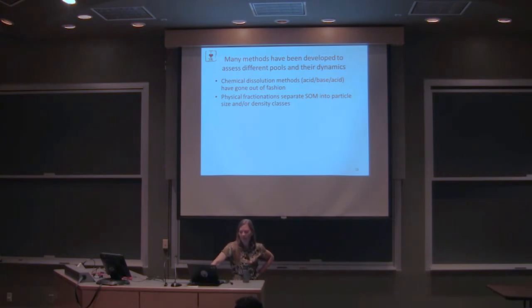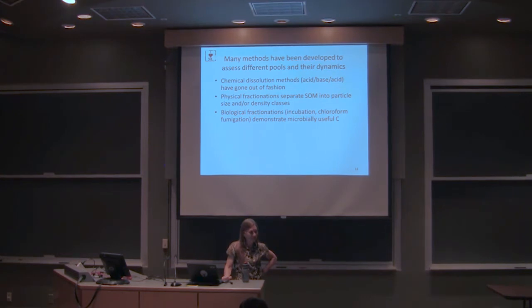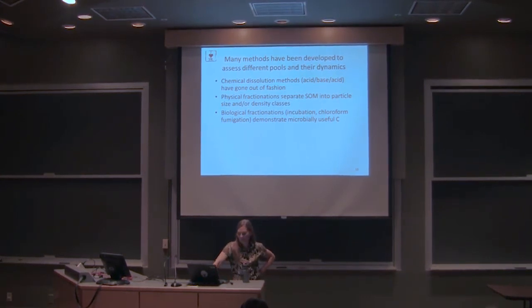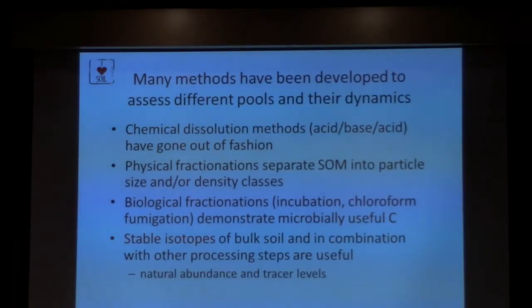Physical fractionations, however, are still quite useful. And these are based just on particle size and or potentially on density classes. We can also do biological fractionations. Basically, you put dirt in a jar, one approach we're doing with my lab group. We let the microbes tell us what's available, right? And so that's a way to demonstrate the microbially useful or labile carbon.